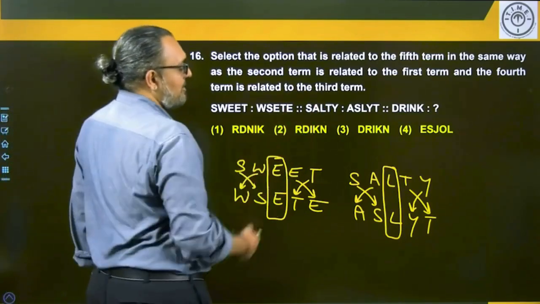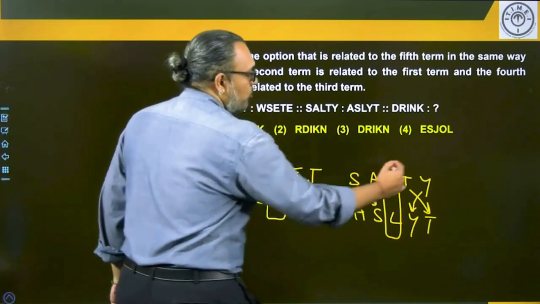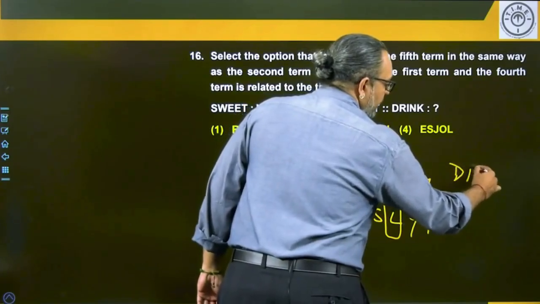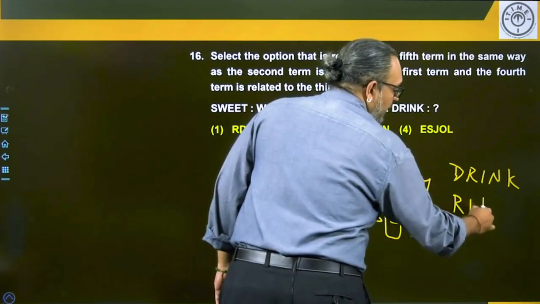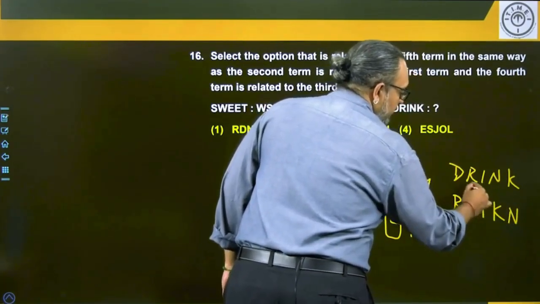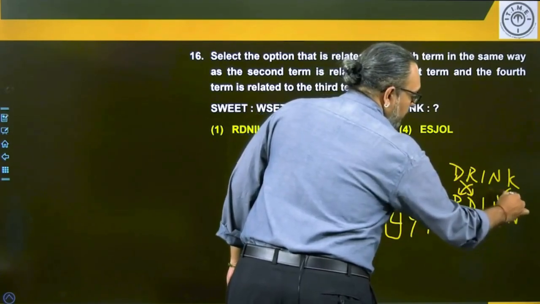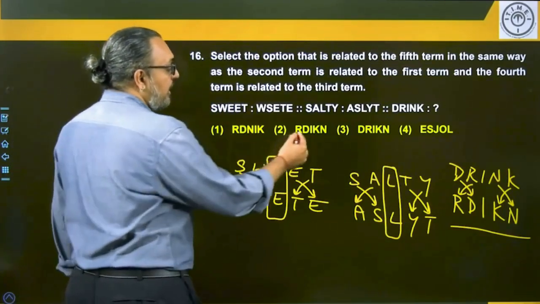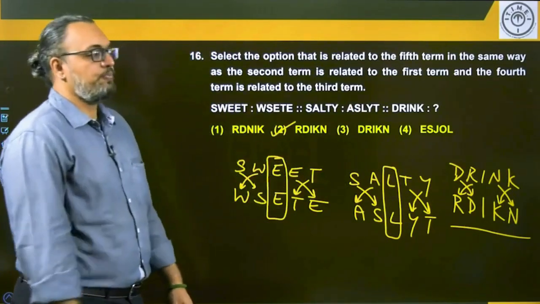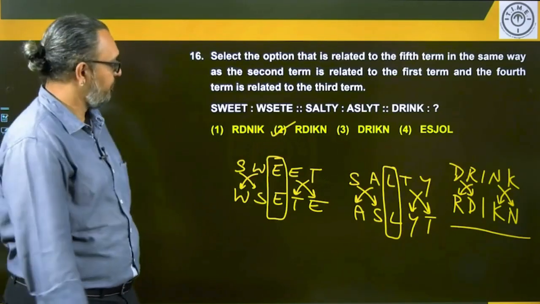So we keep the middle as it is, means I will be as it is for the word drink, D-R-I-N-K. So I is going to be as it is. So it will be R and D, K and N. That is how we have to identify our answer. R-D-I-K-N. So R-D-I-K-N is there in choice 2. Okay.